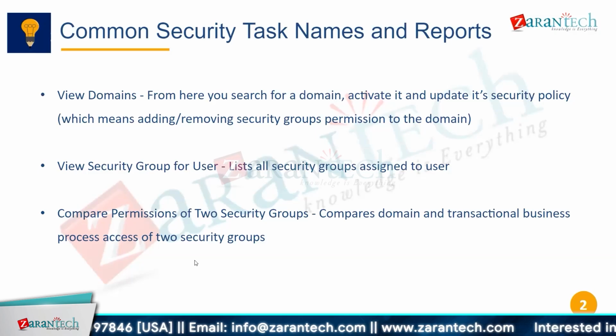Common security task names and reports. View Domains: from here, you can search for a domain, activate it, and update its security policy, which means adding or removing security group permissions to the domain. View Security Groups for User lists all security groups assigned to the user. Compare Permissions of Two Security Groups compares domains and transactional business process access for two security groups.